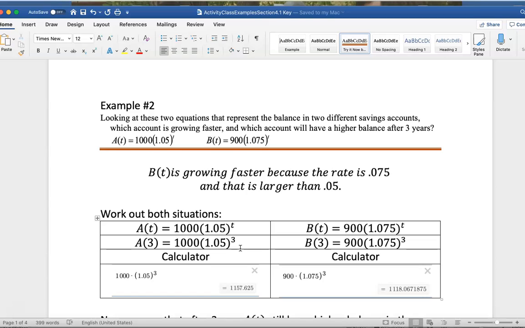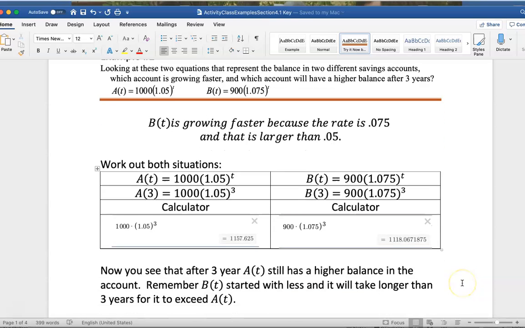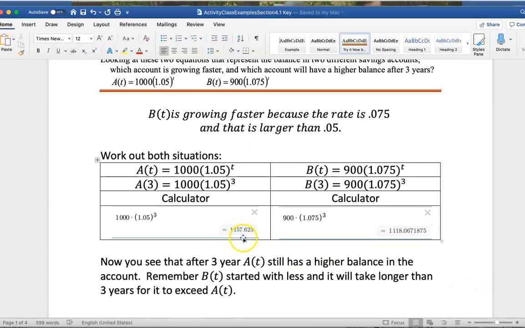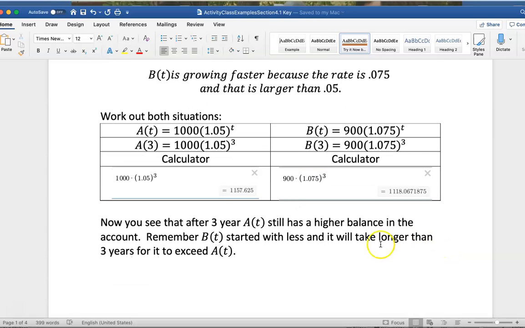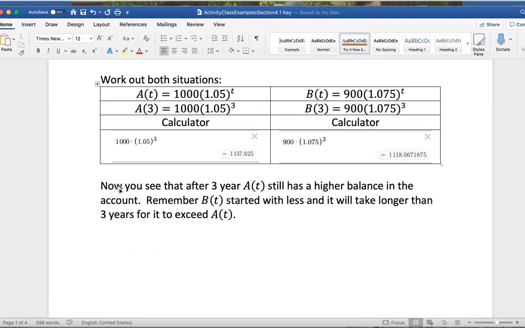But when you evaluate these, actually plug them in and see the amounts, you can see that after 3 years, A of t still has more than B of t does. You started out with more. It takes a while, when you start out with less, for it to catch up with what you started out with. If it continued on, eventually B would surpass A because the rate is larger.